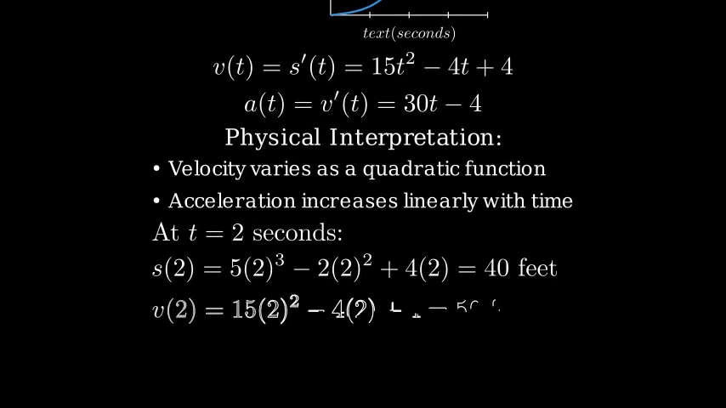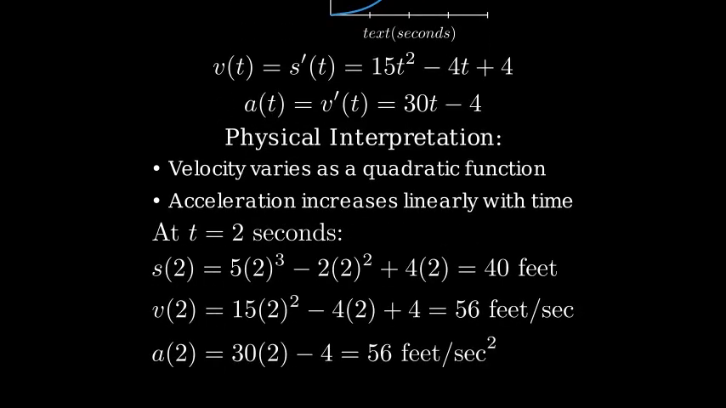For example, at t equals 2 seconds, the position is 5 times 2 cubed minus 2 times 2 squared plus 4 times 2, which equals 40 feet. The velocity is 15 times 2 squared minus 4 times 2 plus 4, which equals 56 feet per second. The acceleration is 30 times 2 minus 4, which equals 56 feet per second squared.